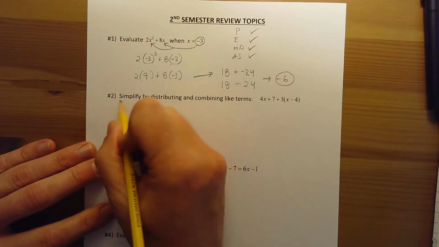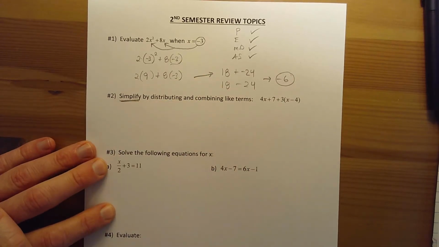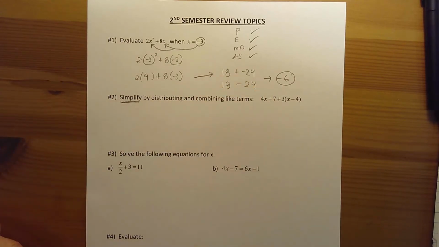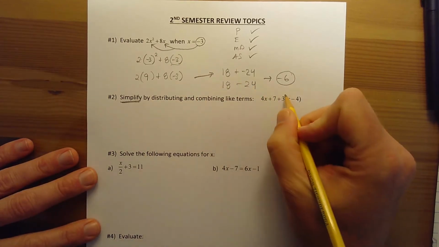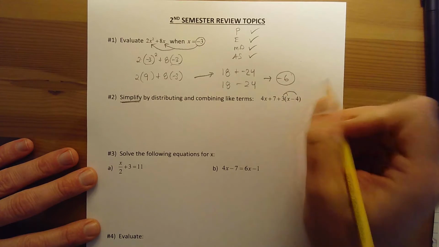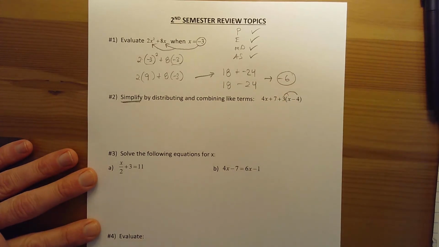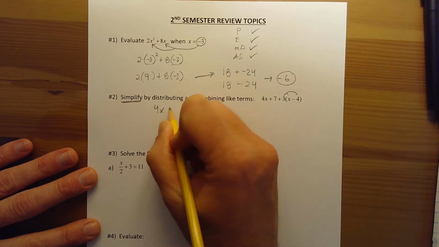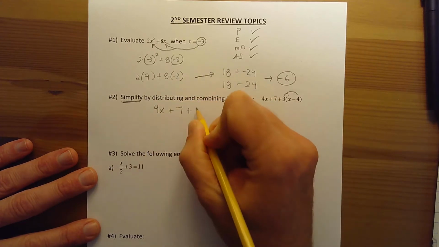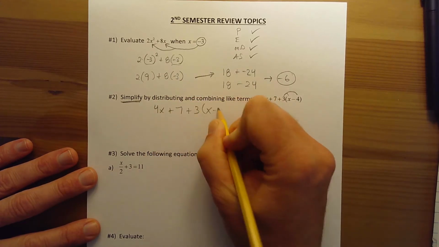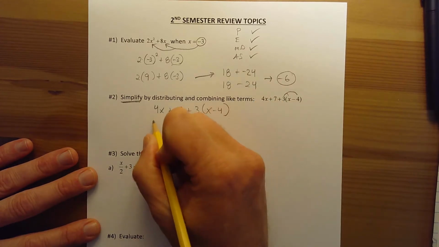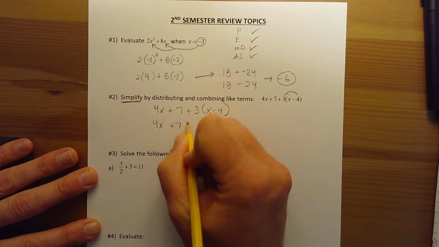Now, simplifying means to combine like terms and make it as small as possible. Distributing is referring to that situation where we're going to multiply. So if I rewrite the problem over here, if we follow our order of operations, we should be multiplying before adding. So I'm going to leave these as is.